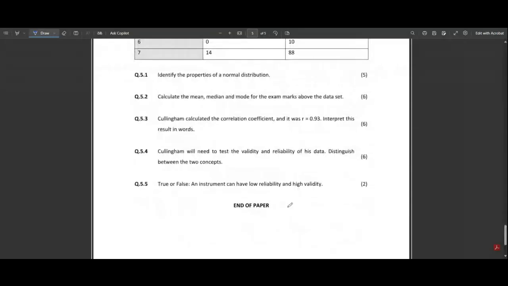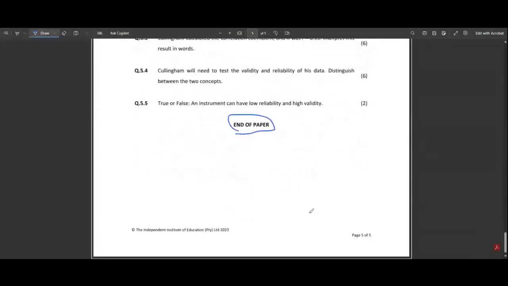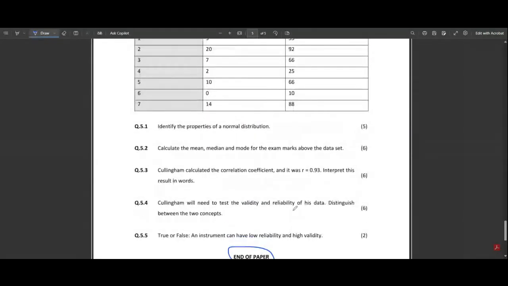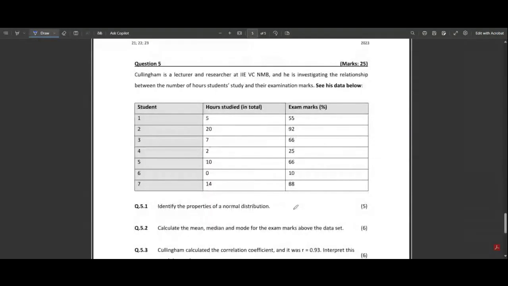Let's just look at this last question. Also, always remember to find where it says end of paper, because I've heard horror stories where people forget to turn the page and leave questions out. That's just a general exam skill.